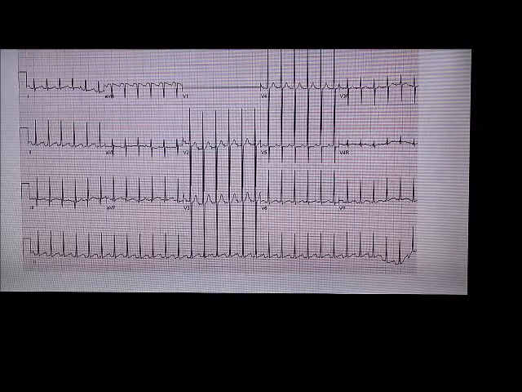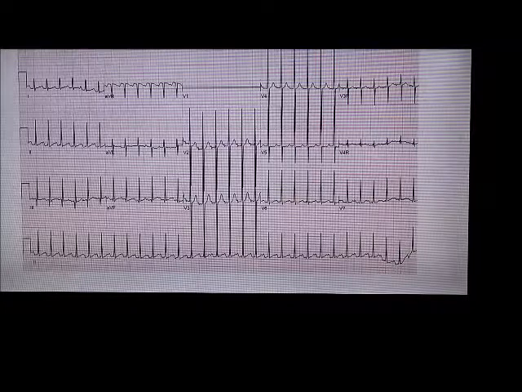This is another narrow complex tachycardia. A equal to V. Tamam. So we need to look at whether the AV interval is long or short. Okay. It's long. Right. Okay.